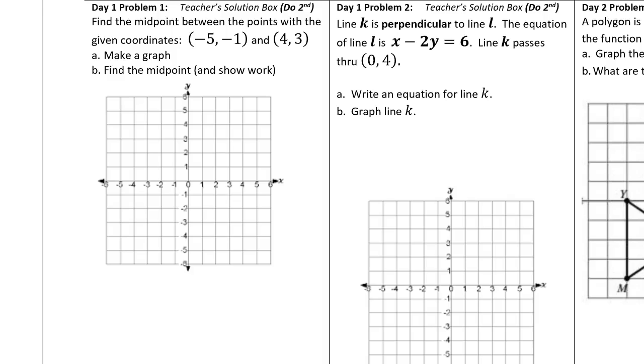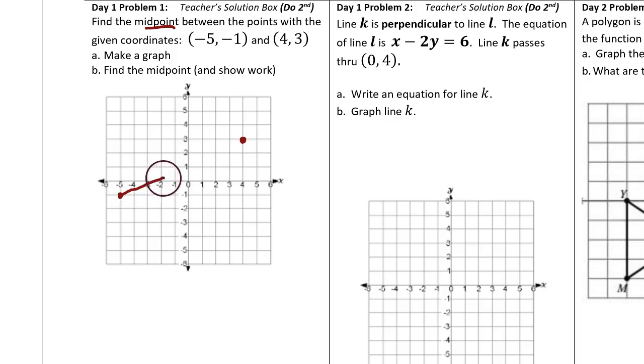Here's the answer for day one, problem one. Find the midpoint between these ordered pairs by making a graph and then showing work. -5 comma -1 is left 5 units and down 1 unit, located here. 4 comma 3 is right 4 units, up 3 units, located here.